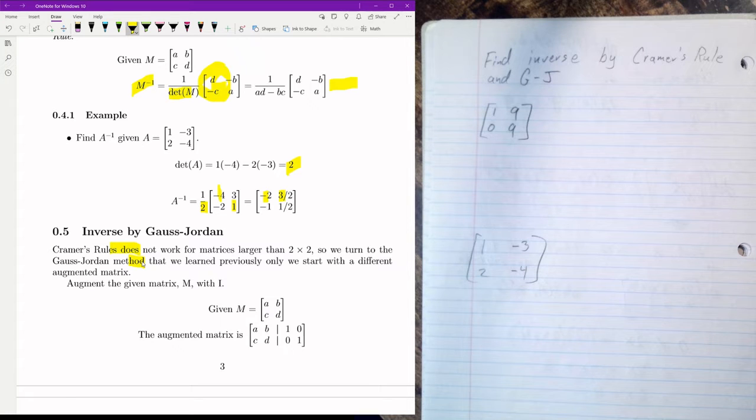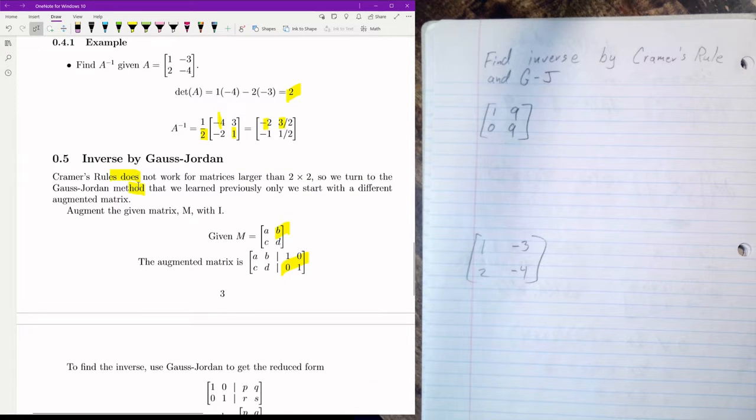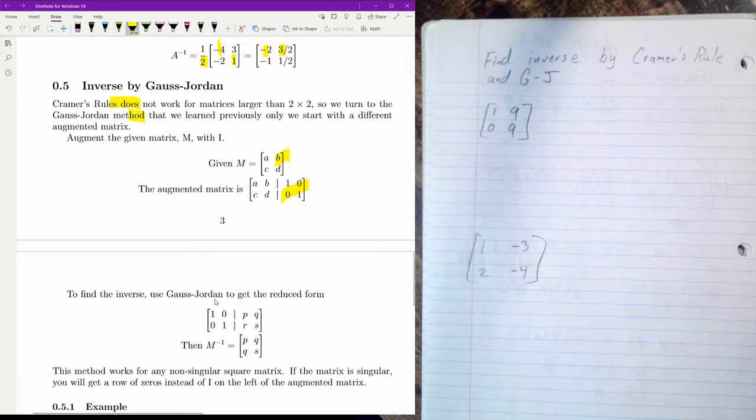So the steps are, we take our matrix that we're given and we augment it with an identity matrix. So given A, B, C, D, we augment it with an identity matrix. And then we use Gauss-Jordan to get the identity matrix on this side, which is very similar to what we did previously, only we didn't know the term identity matrix then. And what is on the augmented side is your inverse. It's actually pretty cool. There are reasons why it works out this way, but we're not going to go into that in this level of a class.